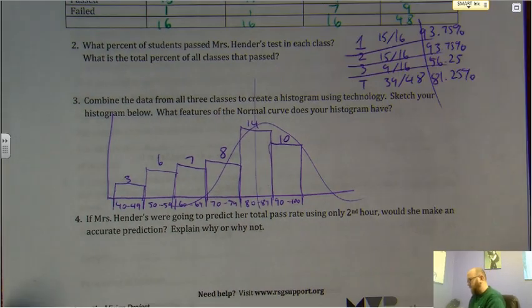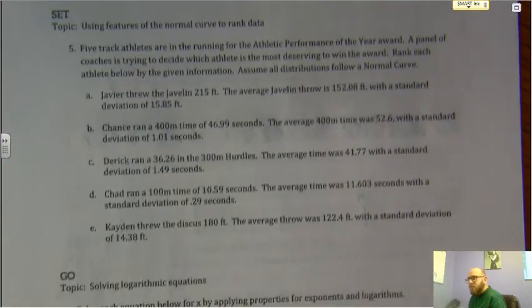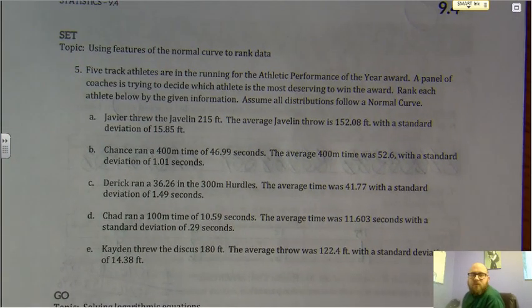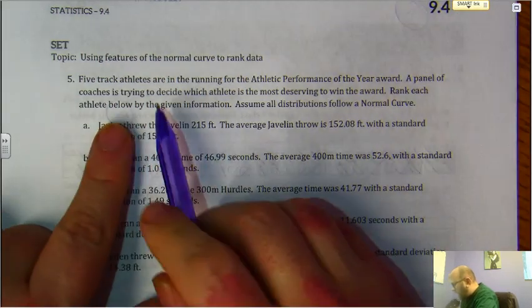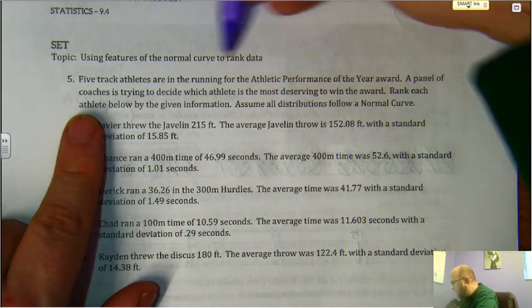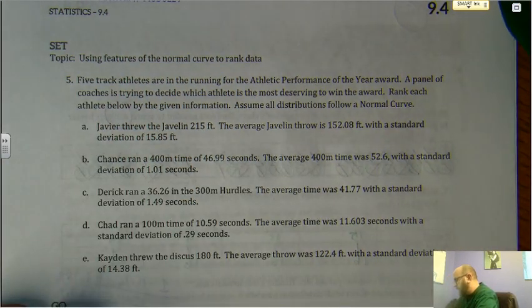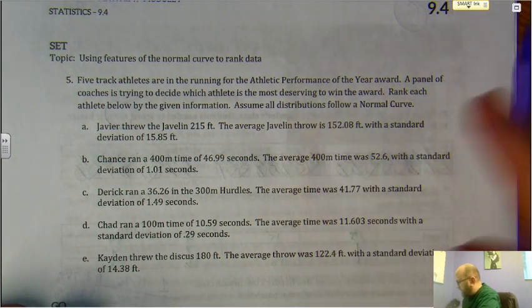Okay, let's go ahead and turn the page. For this set, we're going to be using features of the normal curve to rank data. We've got 5 track athletes running for the Athletic Performance of the Year award. A panel of coaches is trying to decide which athlete is the most deserving to win the award. Rank each athlete below by the given information, assuming all distributions follow a normal curve.